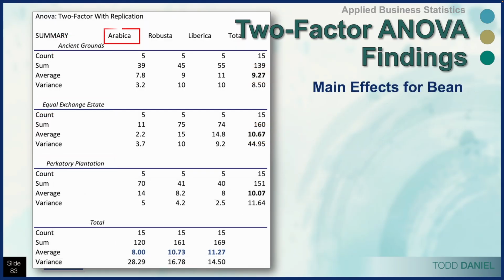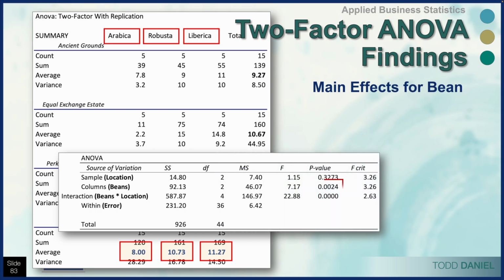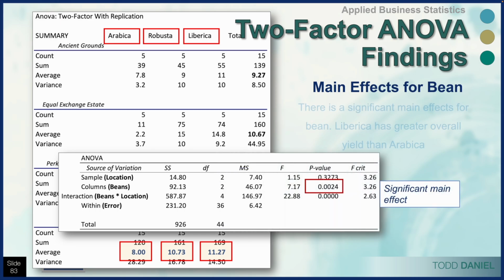The second main effect is for the type of beans. So we have Arabica, Robusta, Liberica. Those all have yield rates of 8, 10.73, and 11.27. So what that means is we have a statistically significant difference for type of bean. We see that Robusta and Liberica are growing about the same.